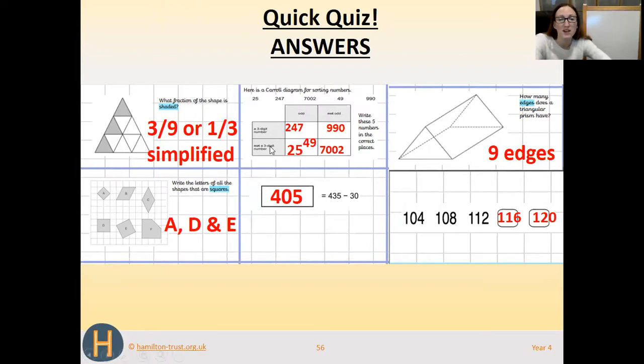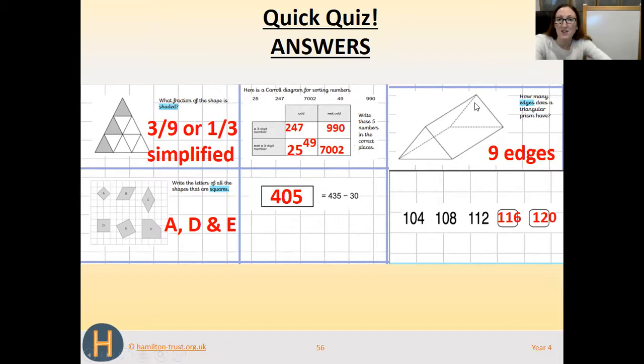Our sorting question here with our Carroll diagram. In the first box, odd and 3-digit should be 247. Underneath that, odd and not a 3-digit, you should have 25 and 49. In not odd and a 3-digit number, you should have 990. And finally, in not odd, not a 3-digit number, 7,002. Excellent if you had a go at that one.